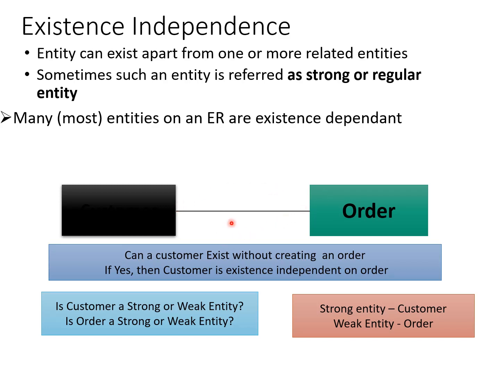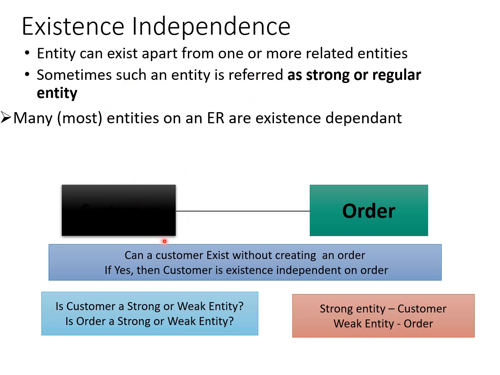An order cannot be there without the customer. So that is actually the meaning of that. And you can also have this existence independence. There is something called existence independence. That means that an entity can exist apart from one or more related entities. Sometimes such an entity is also referred to as a strong entity or regular entity.